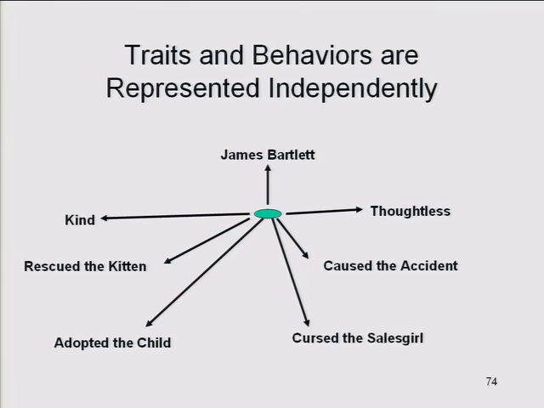Now, since I have time for this, okay, that's what we seem to have. This is basically how knowledge about a person seems to be represented in memory, where there's a node and semantic information like he's kind and thoughtless fan out independently from episodic information, like he rescued the kitten and he cursed the salesgirl.